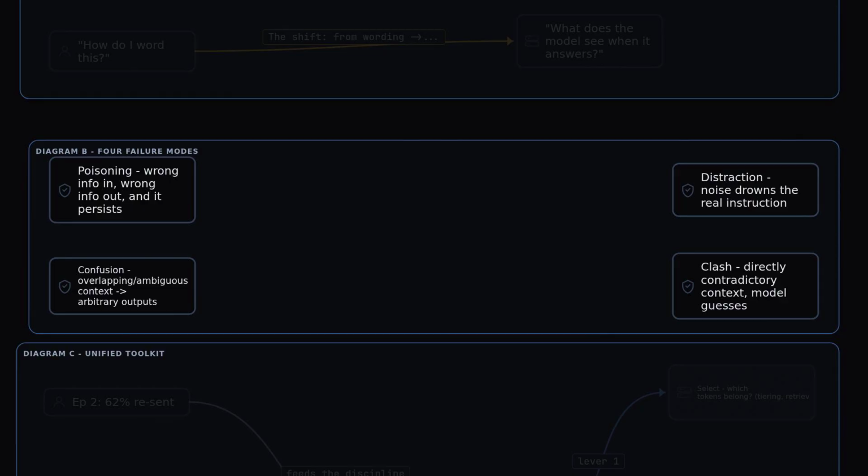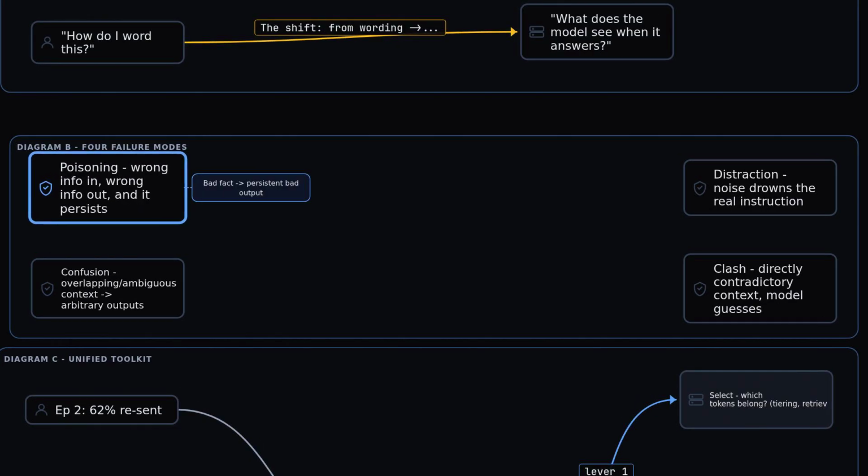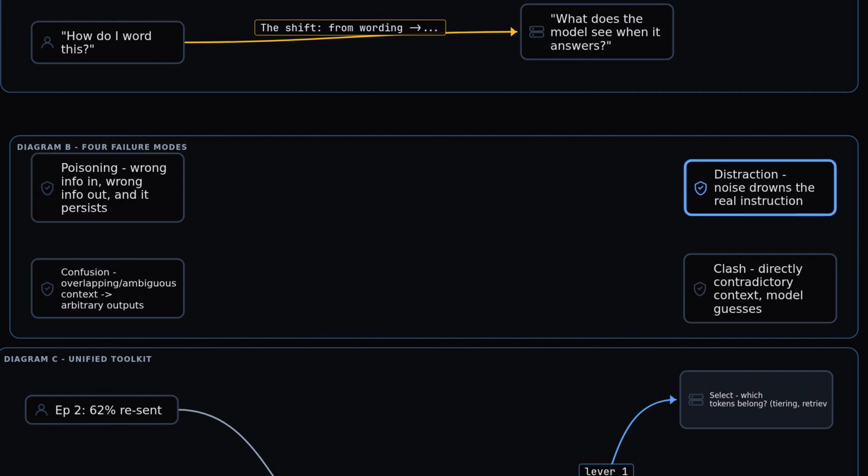4 of them. Poisoning. Wrong information enters the context, corrupts subsequent outputs, and stays. The model keeps consulting the bad source. Distraction. Too much accumulated content drowns out the real instruction. Exactly what we saw with the widget.tsx story in episode 4.